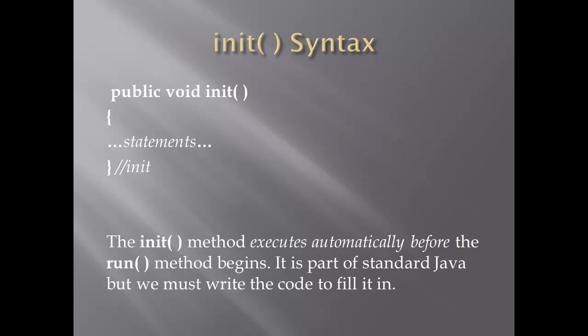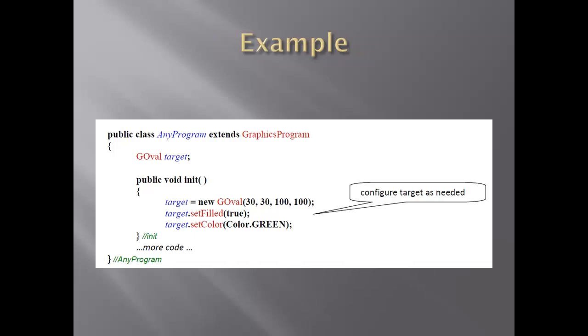Here's the syntax. Just like public void run, it's public void INIT. You can put it in your program before the run method, not because that matters to the program, but just because that's where we would naturally look for it first. Something that's going to run first we would expect to be at the top of the program. And what it does, it executes, as it says down here, everything automatically before the run method begins. And it's just a standard Java thing.